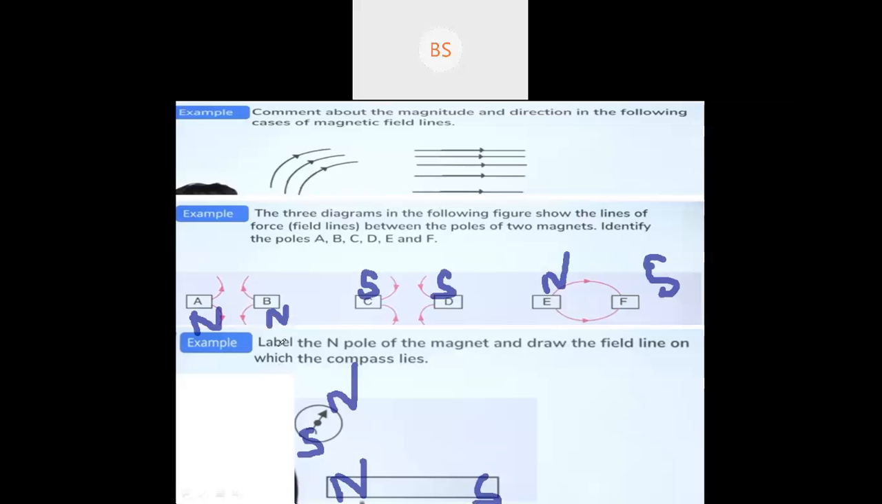Now label the north pole of the magnet. We have labeled the north pole, and draw the field lines on which the compass lies. If this is the north pole, the magnetic field line should be drawn like this way, because outside the bar magnet the magnetic field moves from north to south, as we know very well. So are you clear about this question?